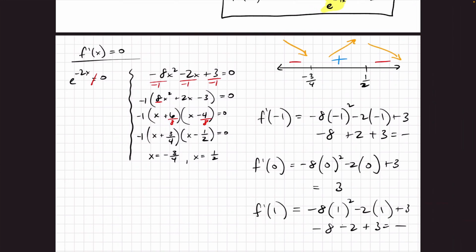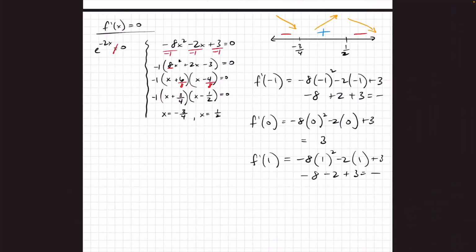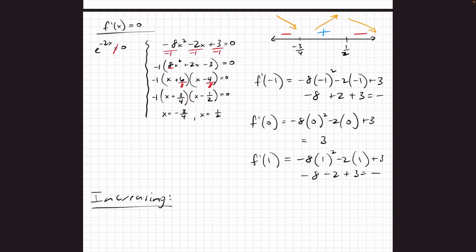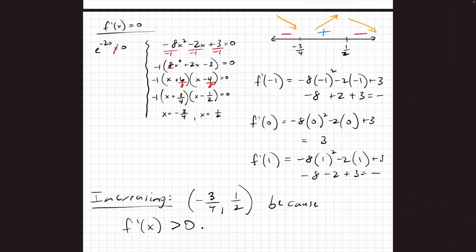Okay. So the question was, where is it increasing? What interval is it? There we go. So it's increasing from negative 3/4 to positive 1/2 because that's where f prime of x is positive. Okay.